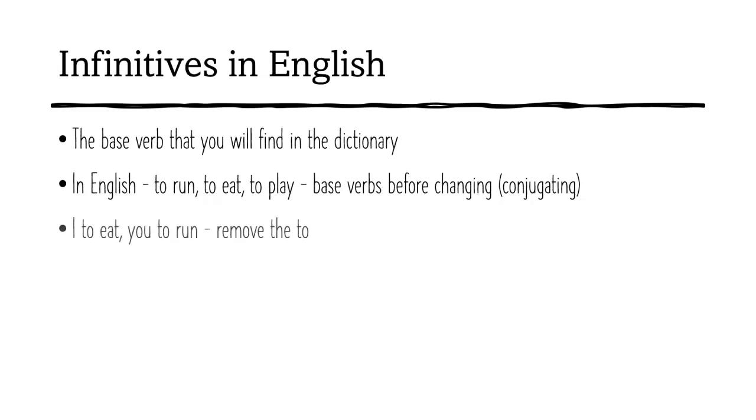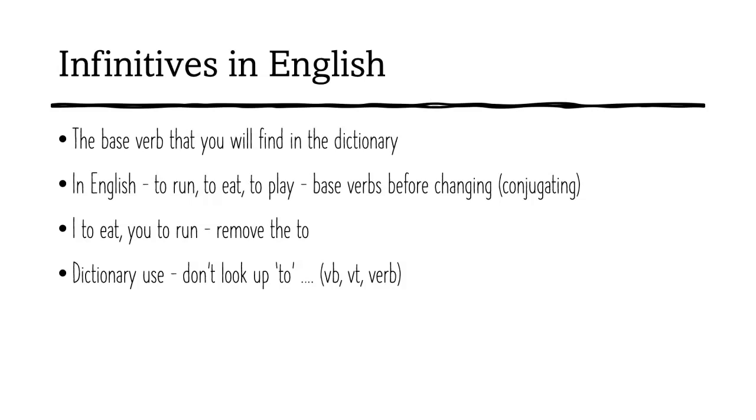So let's have a look. In English, you wouldn't say I to eat or you to run. What we have to do in English is remove the to, and then we're left with I eat and you run. Okay, so it's that base verb. But in the dictionary, you wouldn't look up the word to. You're looking up the word run or eat.